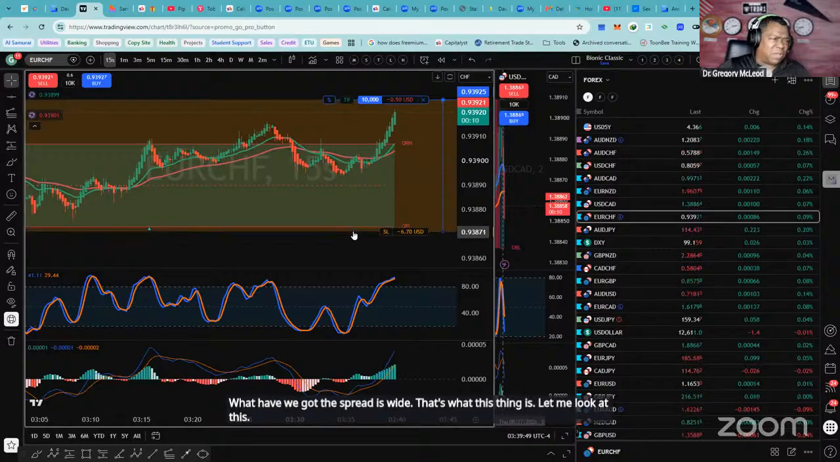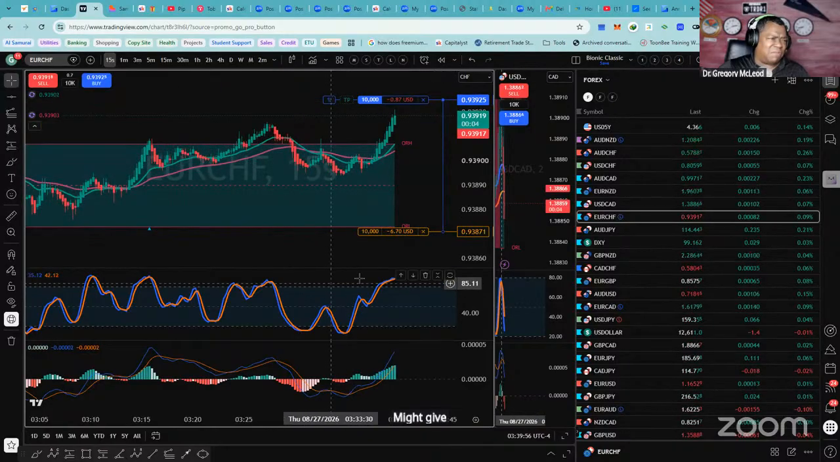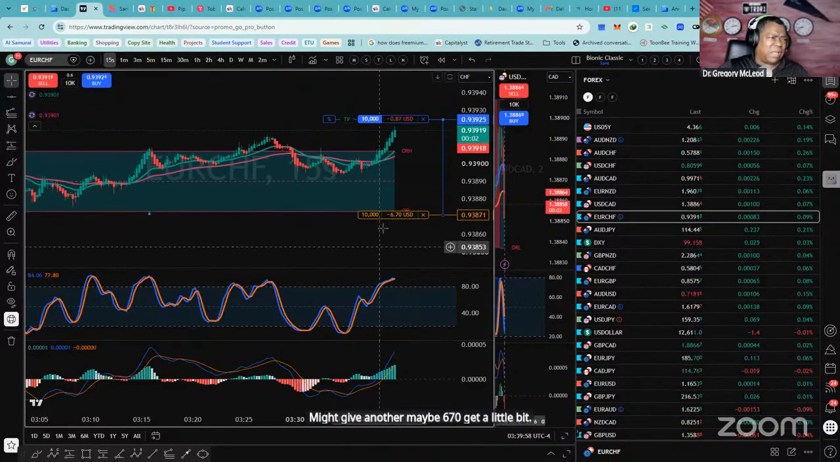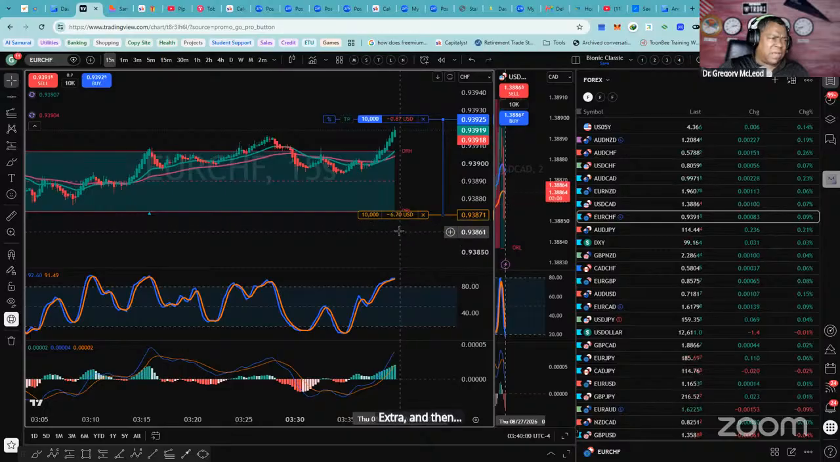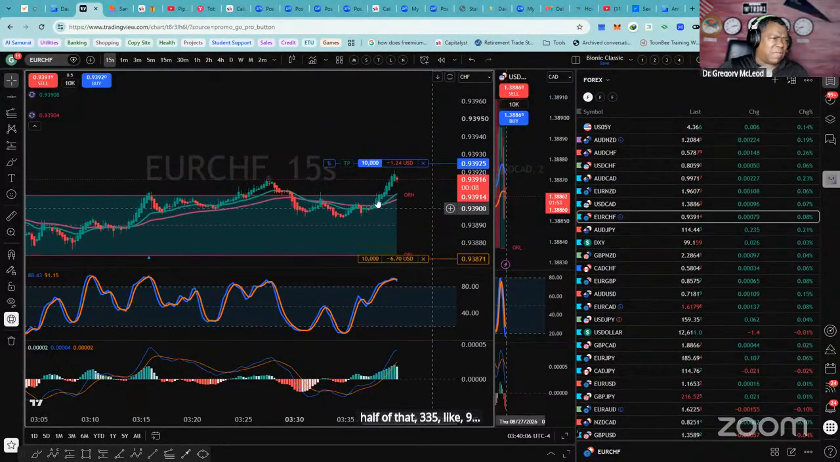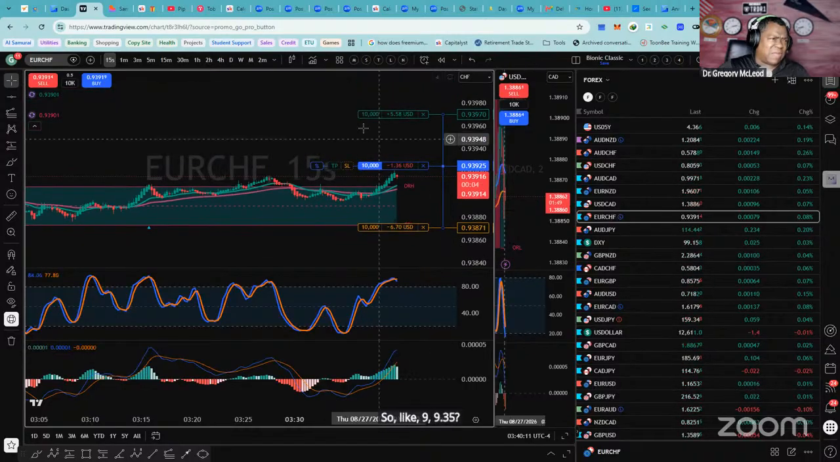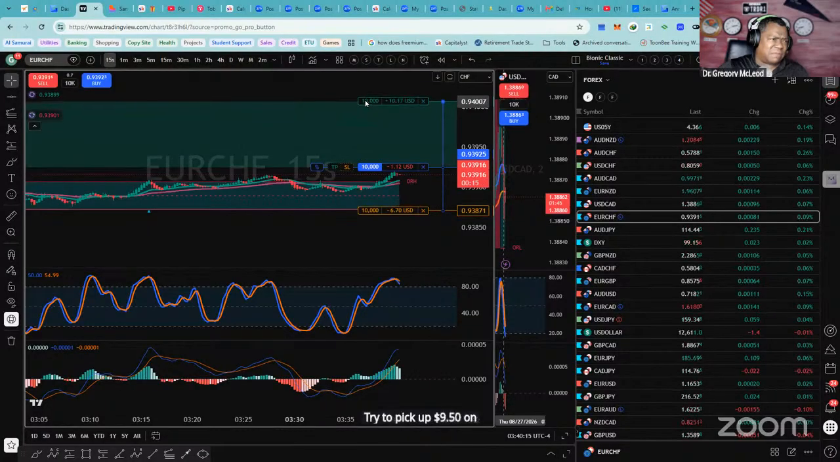Stop loss below low. So the stop loss will be about $6.58. Might give another maybe 670, get a little bit extra. And then 6 and half of that, 335, like 9. So like 935, maybe 950. Try to pick up 950 on that.